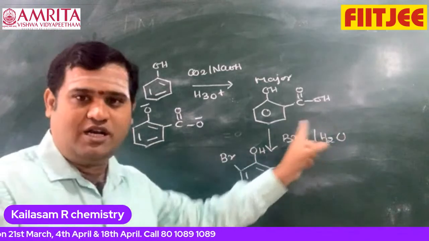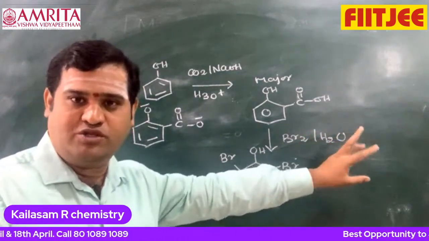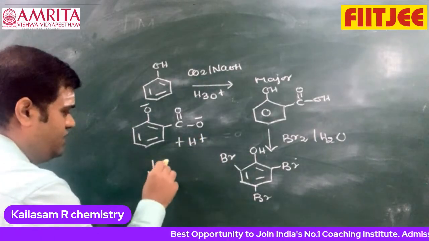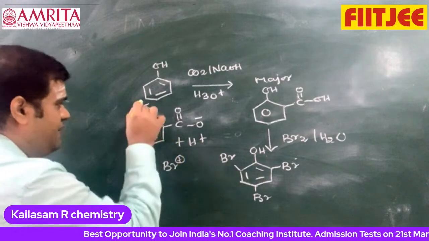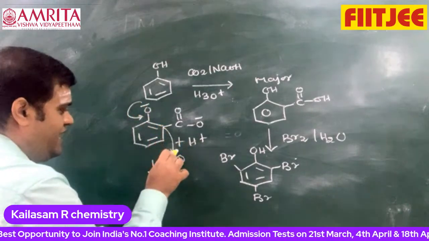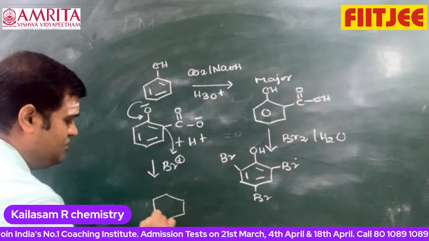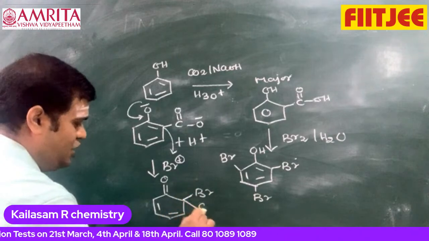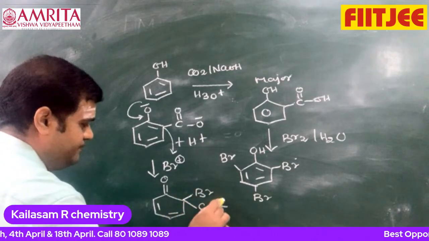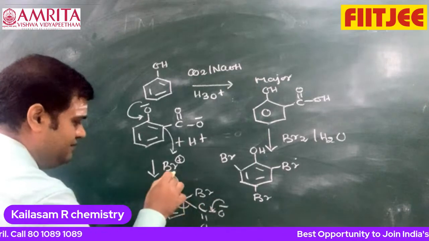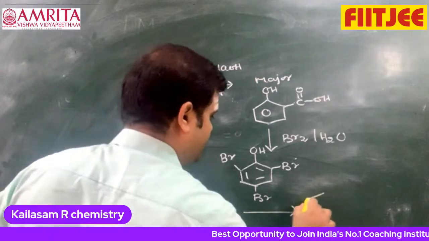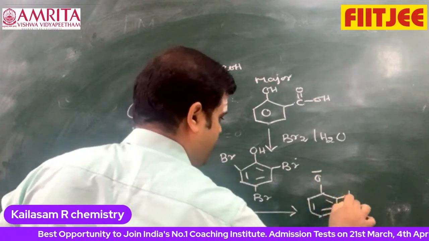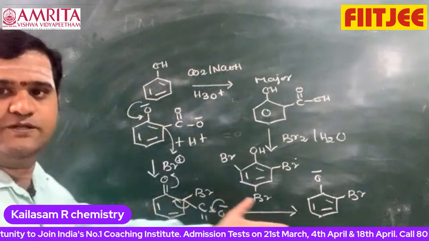You know that Br2 undergoes a disproportionation reaction, as I told you, to produce HOBr. Therefore H plus will be there. Basically Br plus attacks. Look at this. To attain aromaticity, look, the CO2 leaves. That's all. We got this is the mechanism.